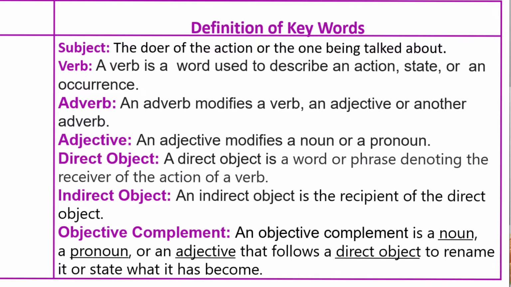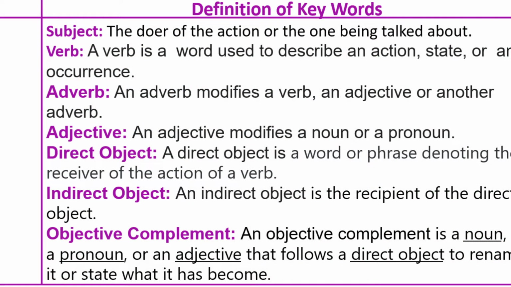So I would like to correct that one, direct object, not indirect object. So may I repeat? A direct object is a word or phrase denoting the receiver of the action of a verb. And an indirect object is the recipient of the direct object. And we will also encounter the word objective complement, or object complement in other books. An objective complement can be a noun or a pronoun or an adjective that follows a direct object to rename it or state what it has become. So those are the keywords. Please remember them. Let's have a recap of the keywords that we will be using in this lesson: subject, verb, adverb, adjective, direct object, indirect object, and objective complement. I hope I made myself clear for that one.